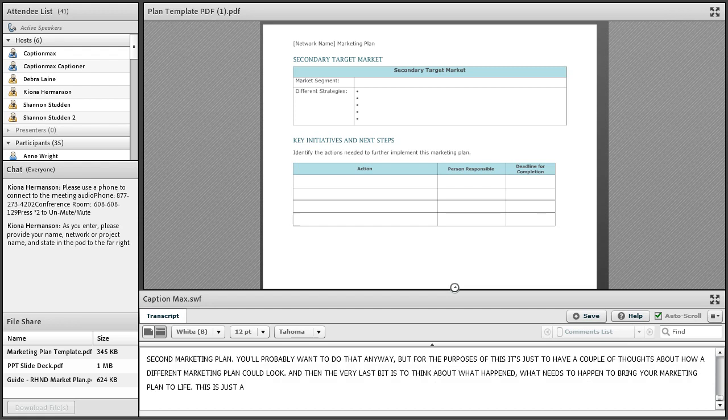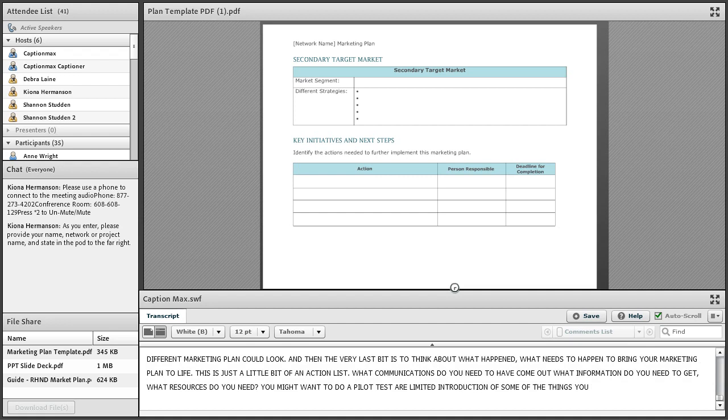Again, for the purposes of this deliverable, there's no need to create a second marketing plan. You'll probably want to do that anyway. But for the purposes of this, it's just to have a couple of thoughts about how a different marketing plan for that market segment could look.